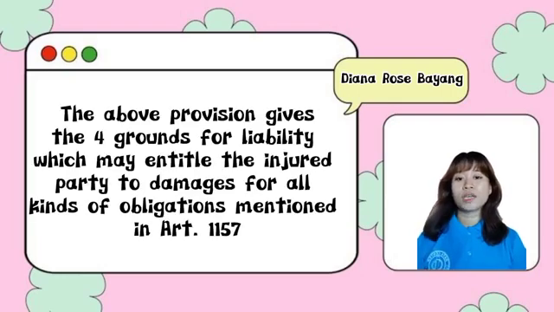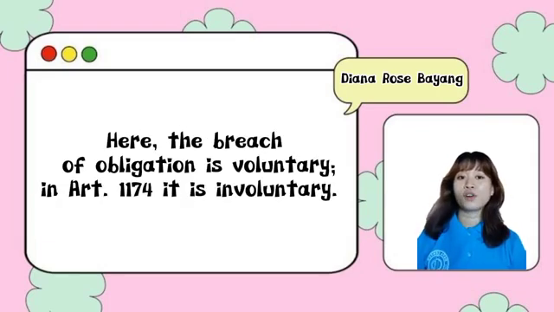The above provision gives the 4 grounds for liability. Yung 4 grounds for liability is yung 4 na binanggit ko kanina, which may entitle the injured party to damages for all kinds of obligations mentioned in Article 1157. Here, the breach of obligation is voluntary. In Article 1174, it is involuntary. So, yung Article 1157 is about the law, contract, quasi-contract, act or omission punished by law, and quasi-delicts na tinalakay na ni ma'am noong nakaraan.